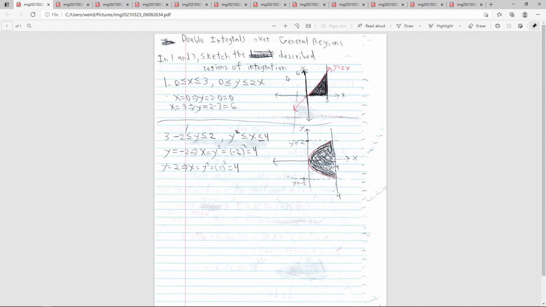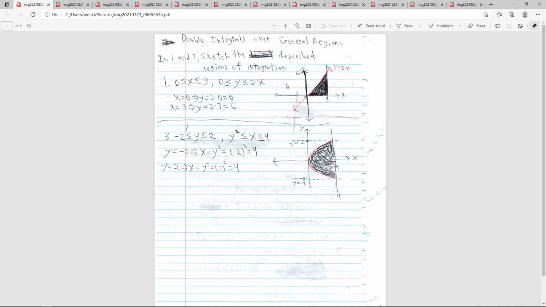The reason you do this is that it's sometimes a lot harder to just guess the direction. When you're actually integrating, you have to pay attention to which direction the cross sections are being taken. So, 0 to 3, 0 to 2x.